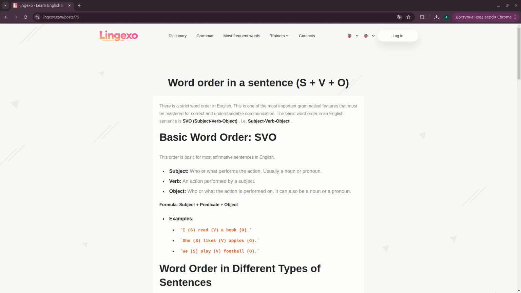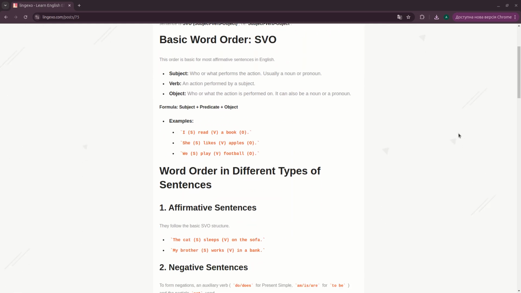The basic word order in English is SVO. That means subject, verb, object. Let's look at each part.